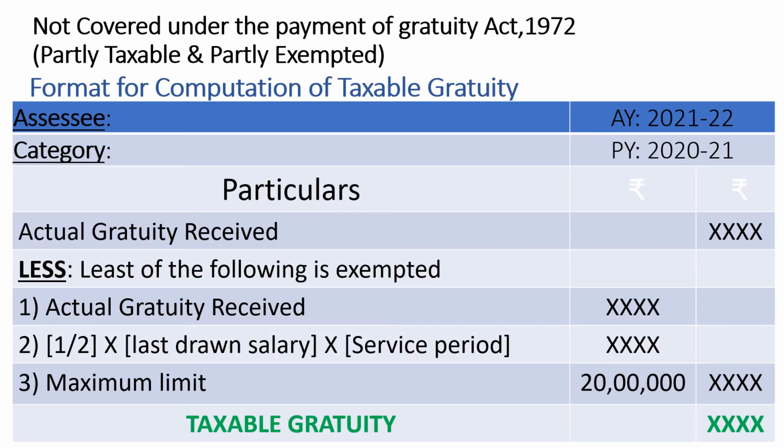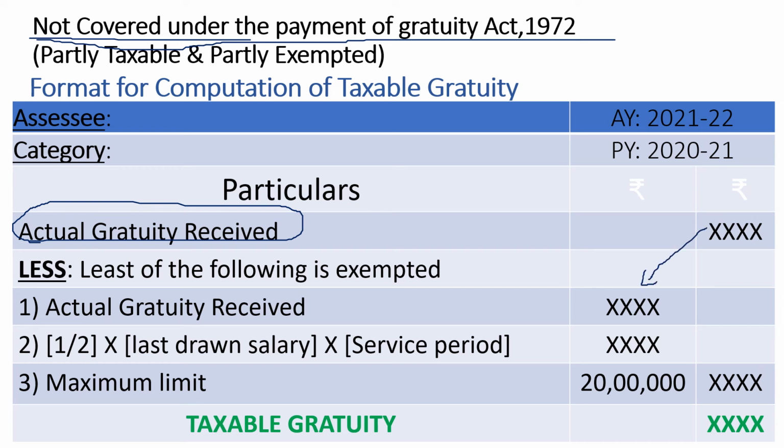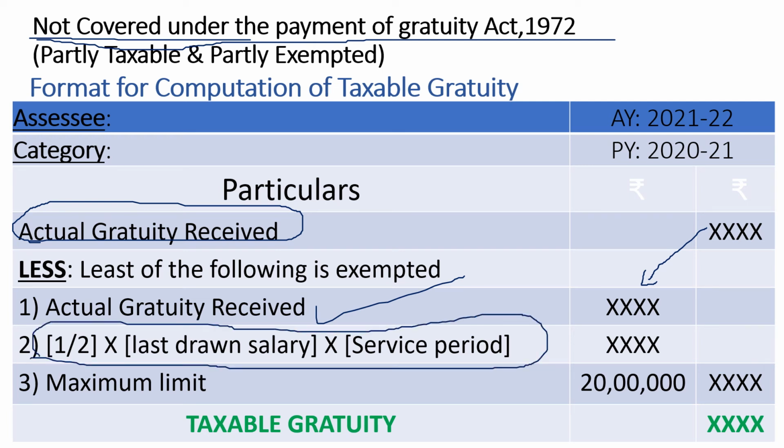Then the case not covered under the Payment of Gratuity Act. Here, if the employee is not covered under the Act, the actual amount received as gratuity remains the same as the first point. Only the second point changes. In the previous format it was 15 divided by 26, here it is half. The provision says Section 10, subsection 10 provides that it is half month salary.